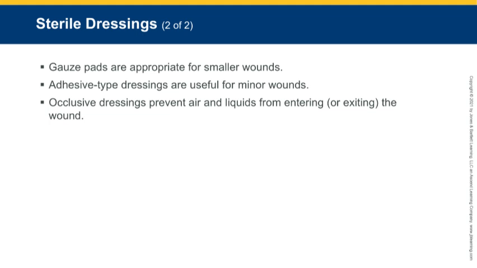For minor wounds, adhesive dressings provide sufficient coverage. However, in more serious cases, occlusive dressings are used to prevent air and liquids from entering or exiting a wound. This is especially important for injuries to the chest or neck, where air embolisms can be life-threatening.